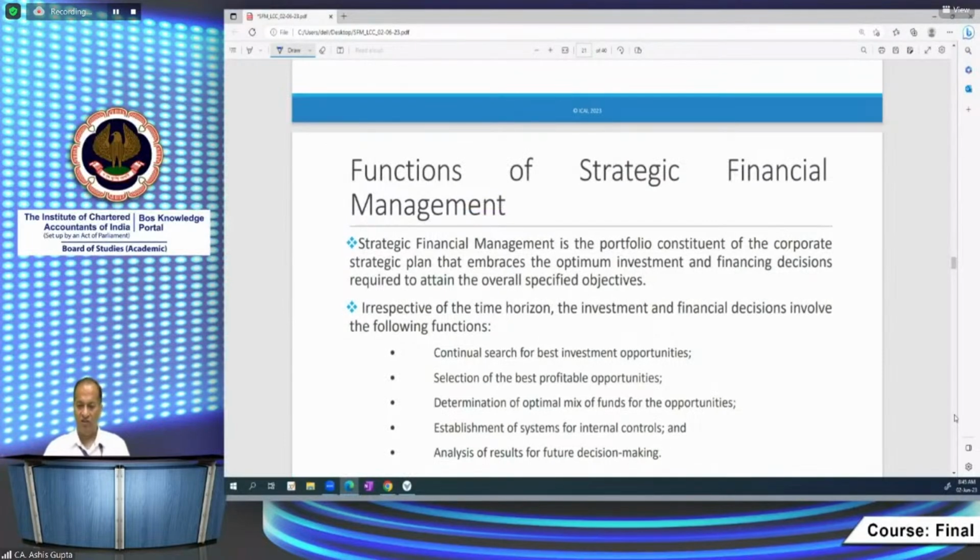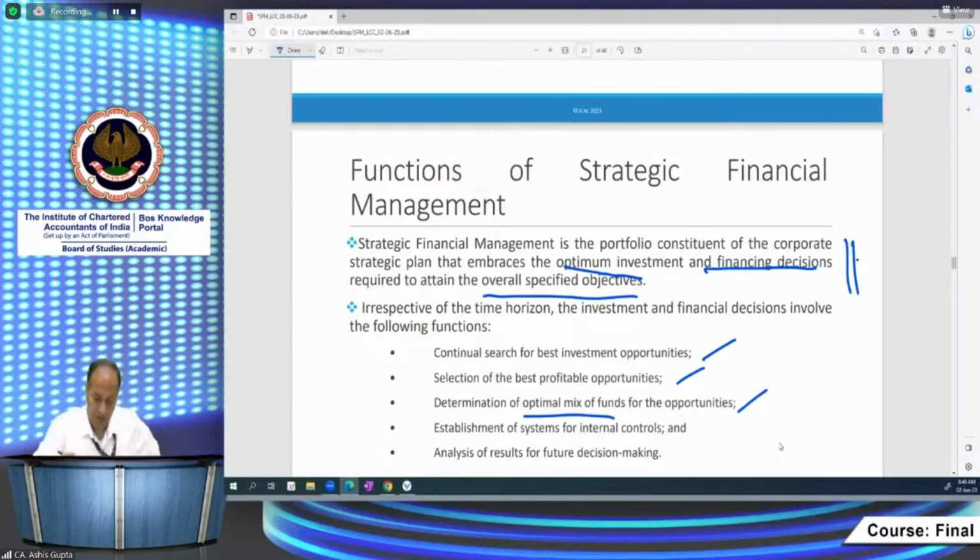Now we come to the functions of strategic financial management. Strategic financial management is a portfolio constituent of corporate strategic planning that embraces the optimum investment and financing decision. Ultimately, this is the objective that has been covered in FM also. Irrespective of the time horizon, the investment and financial decision will allow continuing research, selection of the best possible investment opportunities, determination of the optimal mix of funds, that is capital structure, establishment of a system of internal control, and analysis of the result of future decision making. So you can go through them.